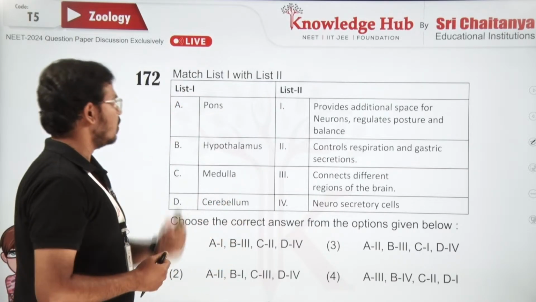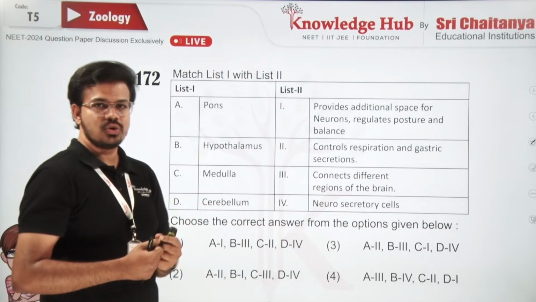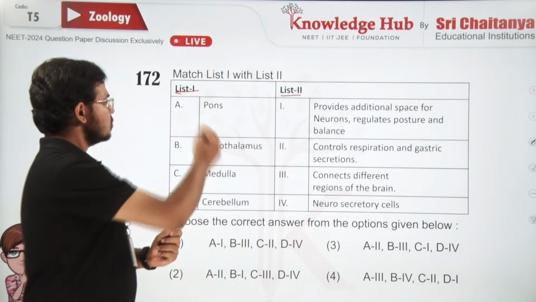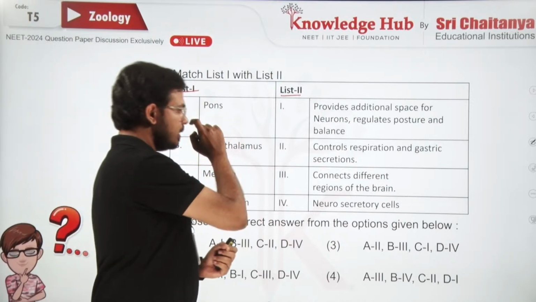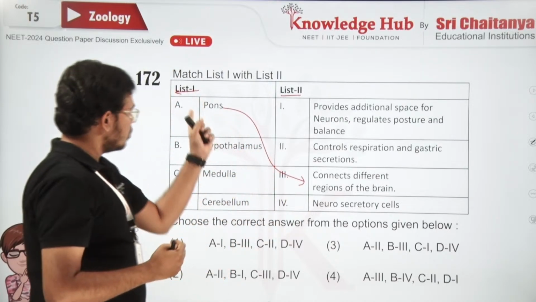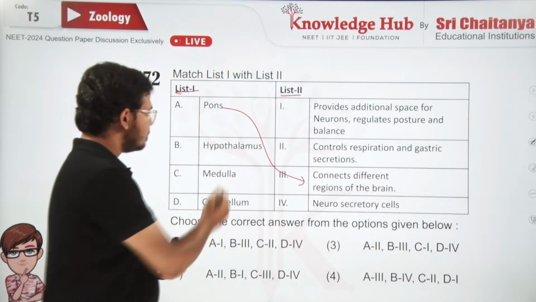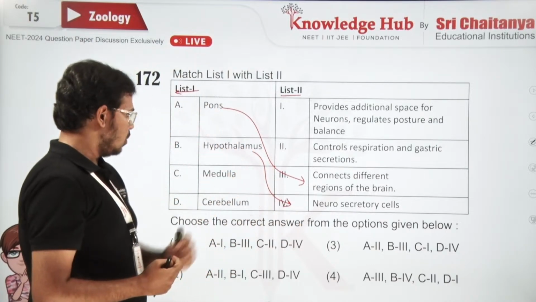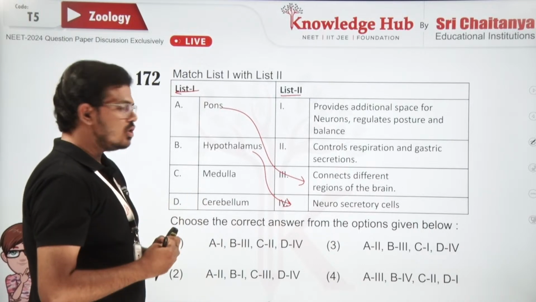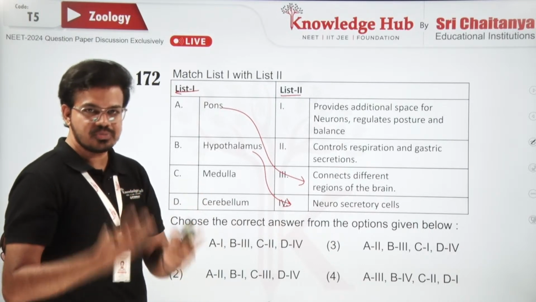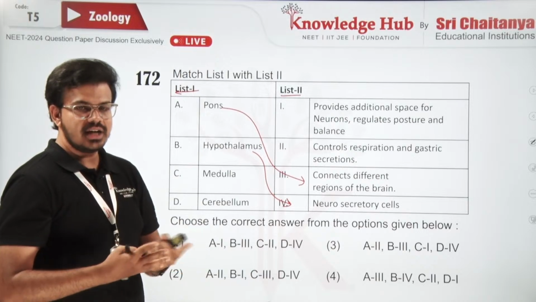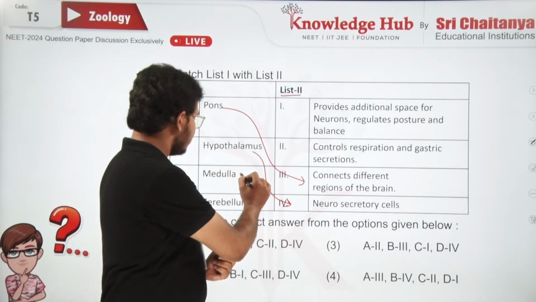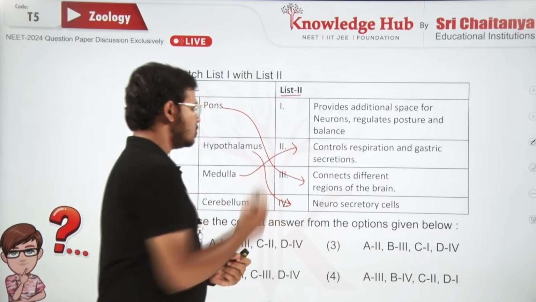Next, match the following. This is again from neural control and coordination. So, you are supposed to match list 1 with list 2. So, pons varolii, it connects the different regions of the brain. So, A3. Next, hypothalamus is a neuroendocrine organ which has neurosecretory cells. So, B4. Next, medulla. Medulla is going to have different centers. It has cardiac center, respiratory center, vasomotor center, and it is going to control different activities. So, medulla option C will be matched with 2.